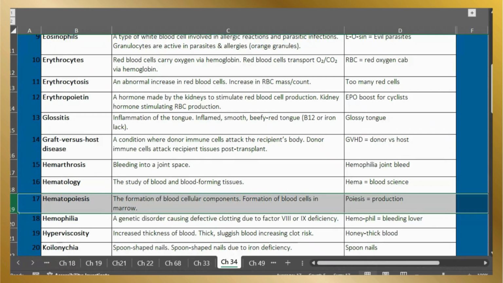Hematopoiesis, the formation of blood cellular components, formation of blood cells in the marrow. So it's the formation of blood cells in the bone marrow. It involves stem cells. Okay.